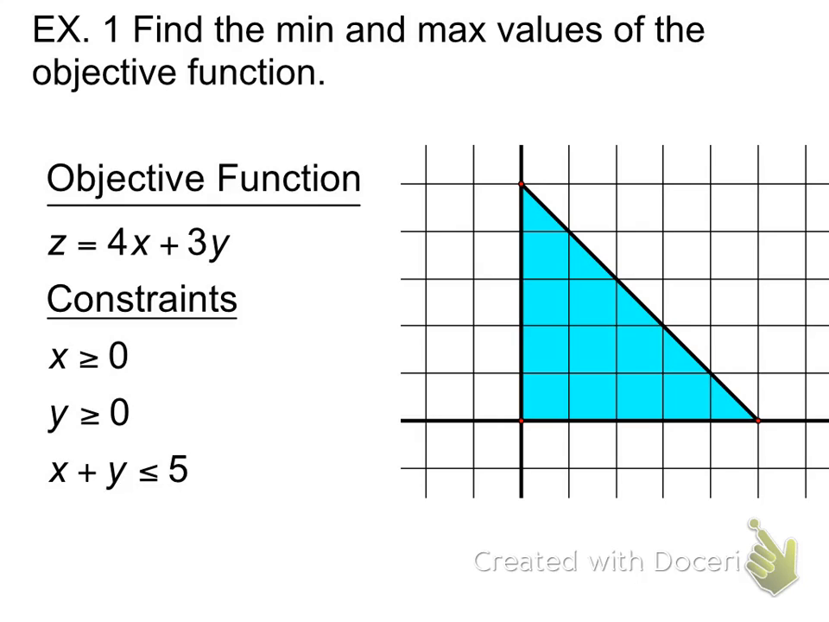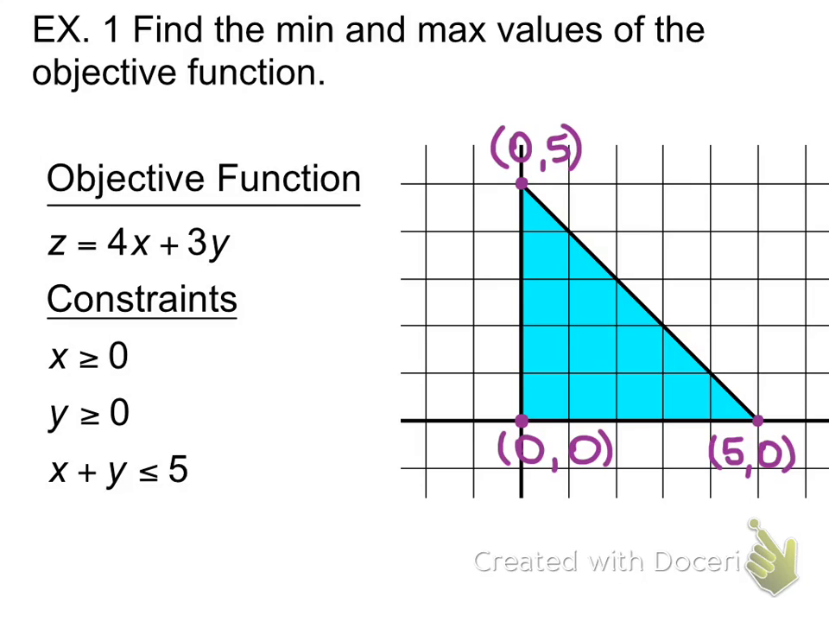In example 1, we've already been given the objective function z equals 4x plus 3y, and the constraints are x is greater than or equal to 0, y is greater than or equal to 0, and x plus y is less than or equal to 5. The constraints have already been graphed, and where they overlap is this triangle that's shown. After you graph the constraints, you need to identify the vertices of that area. So we have (0, 0), (5, 0), and (0, 5).